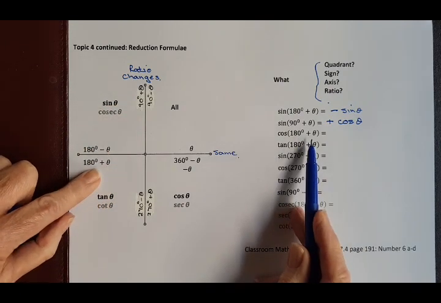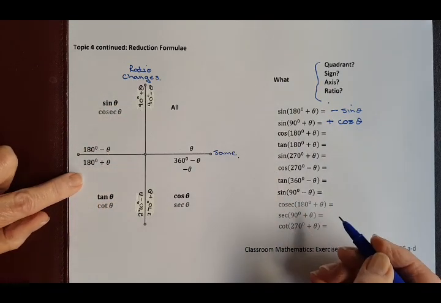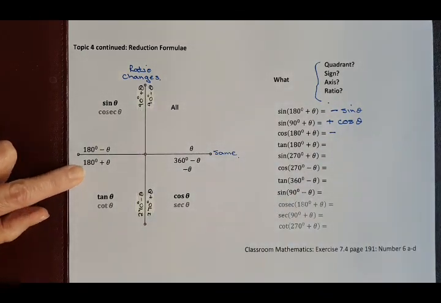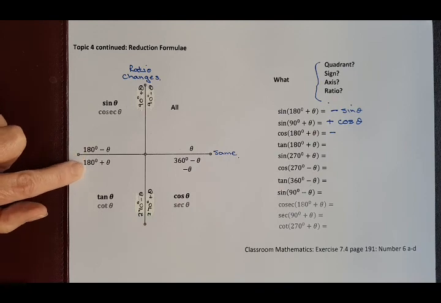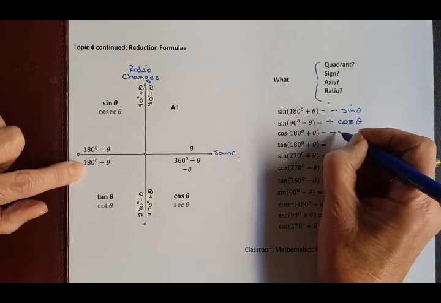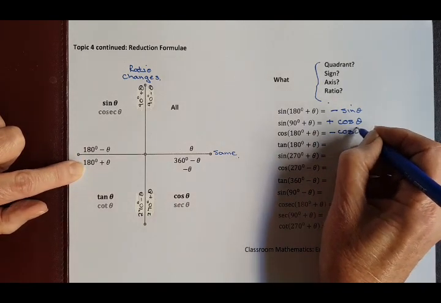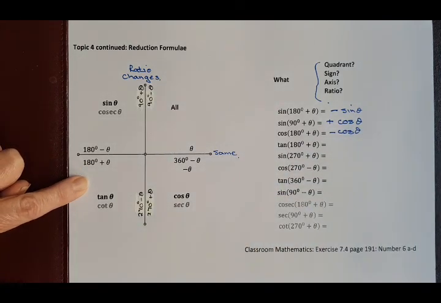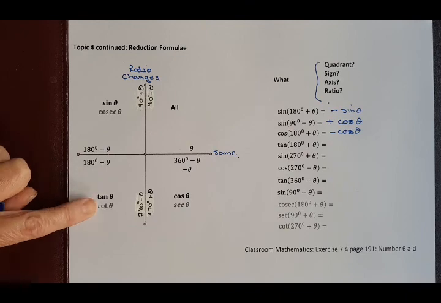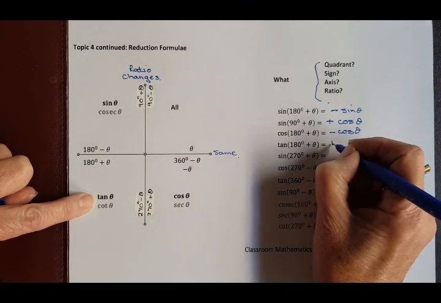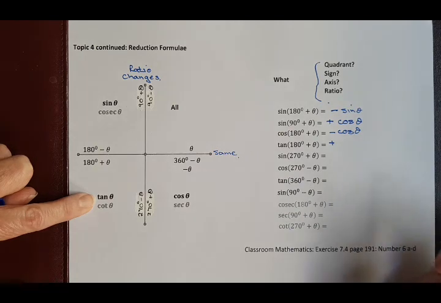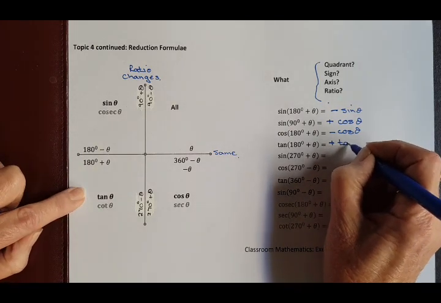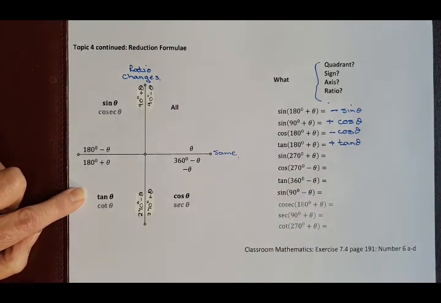Cos of 180 plus theta, which quadrant? Third. What sign? Well, cos is negative in the third quadrant. What axis am I working from? The x-axis. So my ratio is going to stay the same. Tan of 180 plus theta, what quadrant? Third. Tan is positive in the third quadrant. What axis am I working from? The x-axis, and therefore my ratio stays the same.